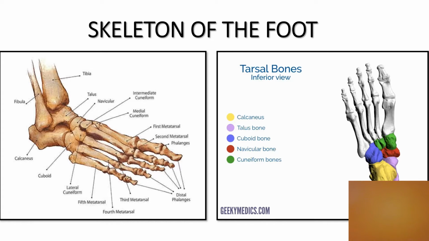Then the five metatarsals, and we start counting from the medial one. First metatarsal, second, third, fourth, and fifth. Then the bones of the digits, which are the phalanges: for the big toe we have 2 phalanges, and for the lateral 4 toes, 3 phalanges, proximal, middle, and distal.